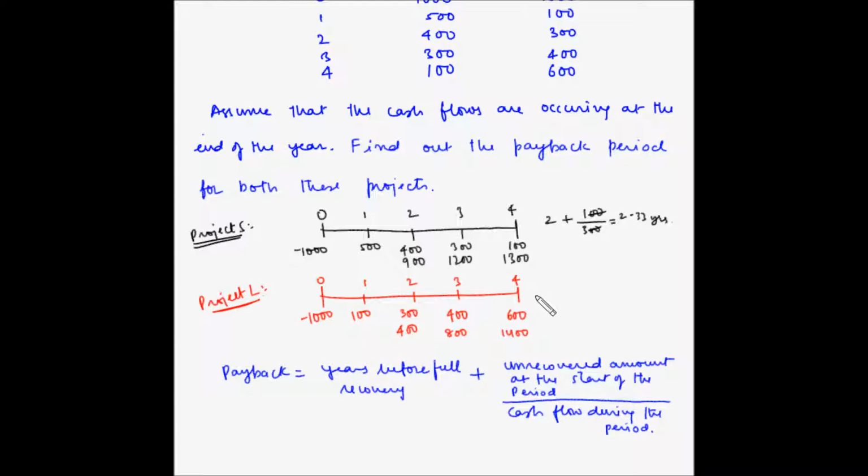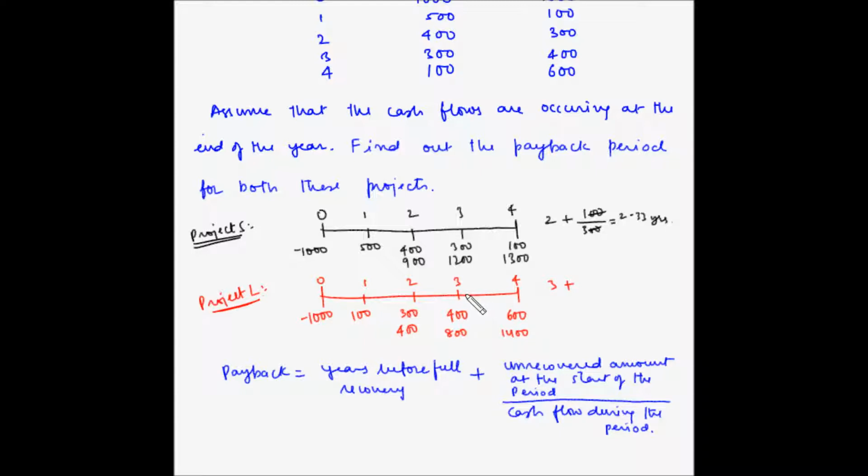Now let's take the case of project L. In case of project L, we want to recover 1000 rupees. Now at the end of the third year, we have recovered 800 rupees. And at the end of the fourth year, we will recover 1400 rupees. So years before full recovery is 3, because we'll recover the entire amount during the fourth year, plus unrecovered amount at the start of the period.